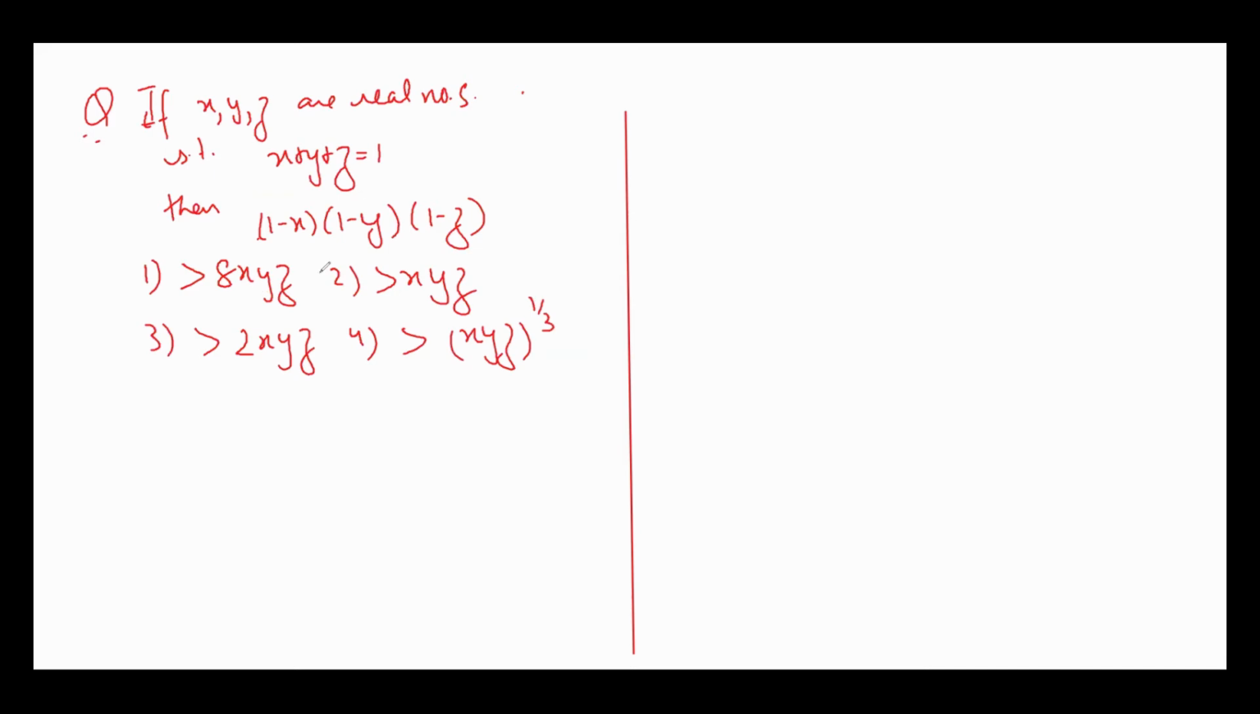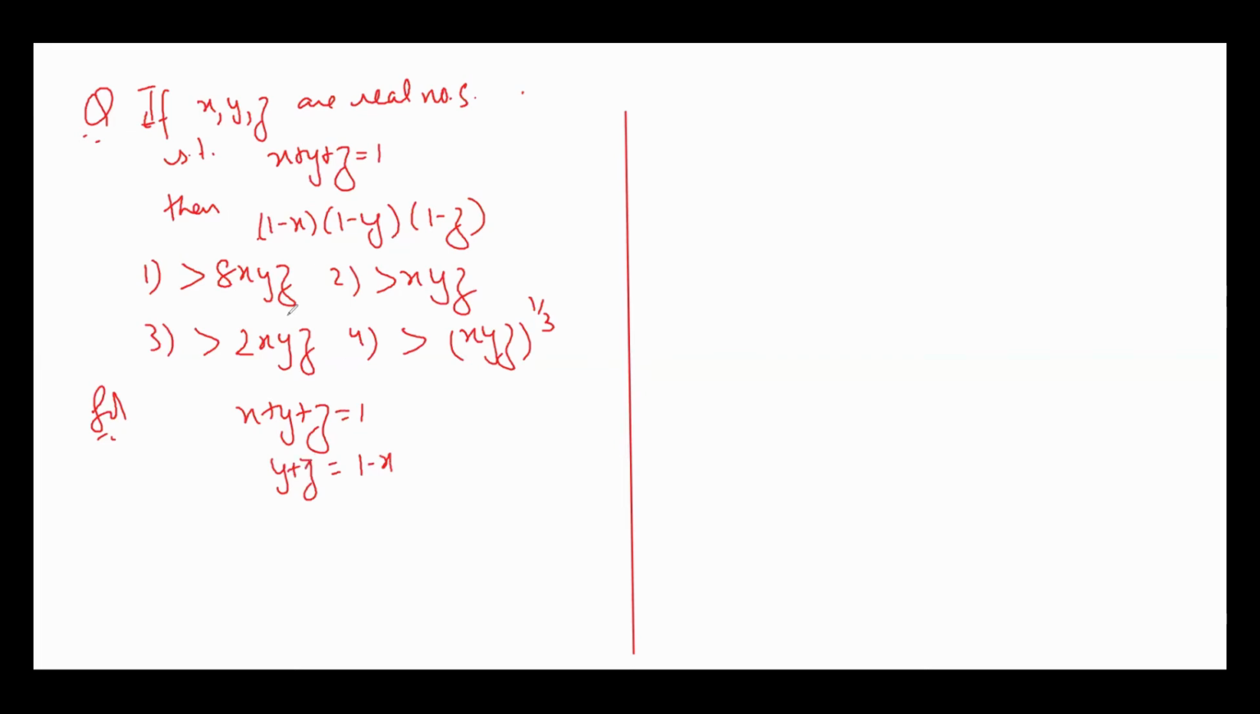Again, there is a sign of greater than in all the four options. So that means we can conclude that this question is of that relation, that A is greater than G greater than H. Okay. Now, what we get from here, what is given to us? That X plus Y plus Z is equal to 1. So, Y plus Z is equal to 1 minus X.